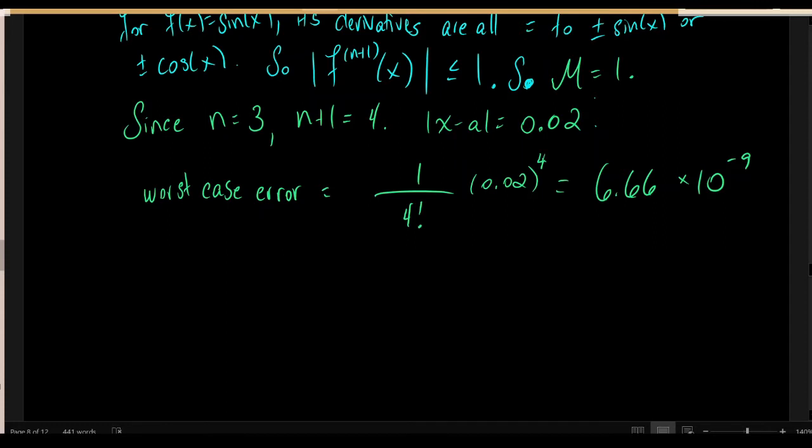Quite a small error, which is fantastic considering that we only have to use the third-degree Taylor polynomial. But the error is so small because the distance between x and the center that we are allowing is extremely small. We're only allowed to go 0.02 units away from the center.